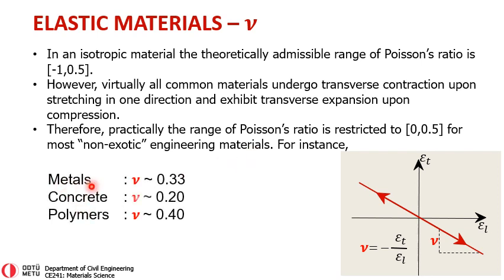For instance, metals have a Poisson's ratio of about 0.33. Concrete is about 0.20. Polymers, about 0.40. Some foams or engineered materials can have a Poisson's ratio less than 0, meaning that if you are pulling a material in one direction, it is expanding in the other direction. But that can be considered exotic materials, I should have said.